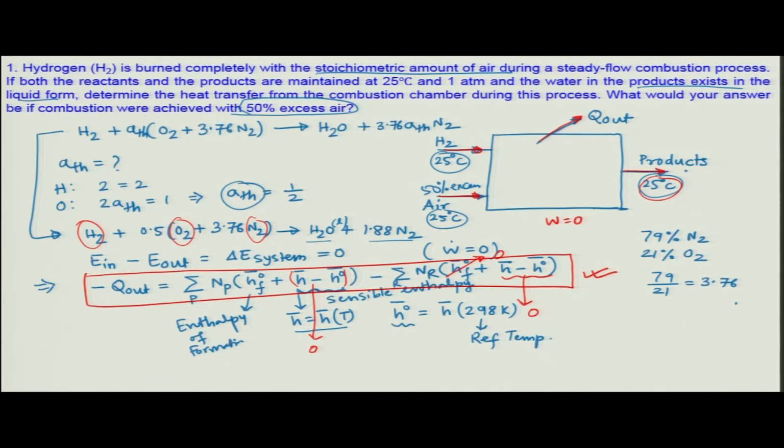The heat transfer will not alter because both the reactants and the products are coming out at the same temperature again, and the products will not absorb any energy because whatever product is coming out is at 25 degree centigrade. Therefore, our answer will be unchanged. The same amount of heat transfer will be obtained during the combustion process, even if we mix with 50% excess air. So, this brings us to the end of this problem.